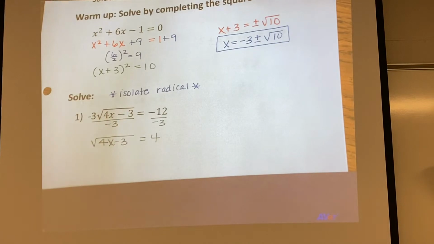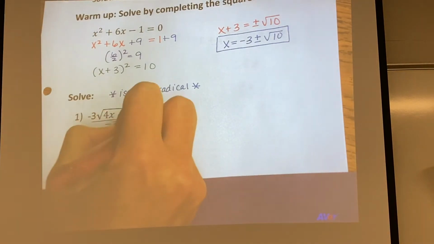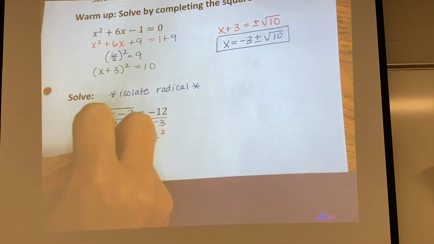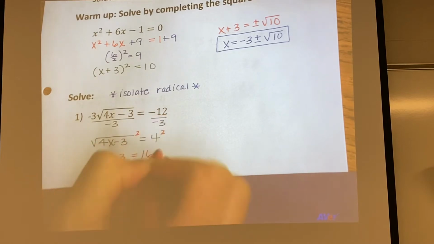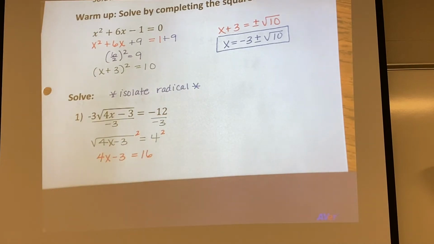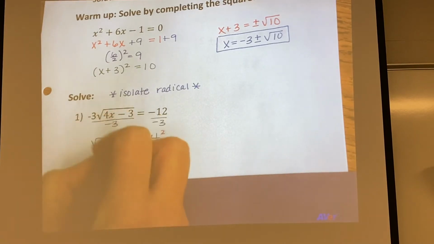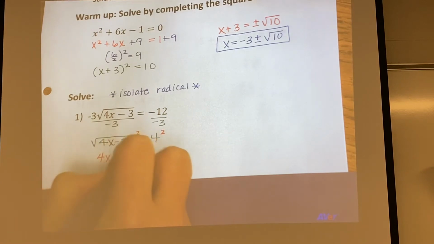And then we want to get rid of the radical. So this is a square root. To undo a square root, we would square both sides. So we have 4x minus 3 equals 16. And then we just solve normally now. Add 3 and divide by 4. So x equals 19 fourths.